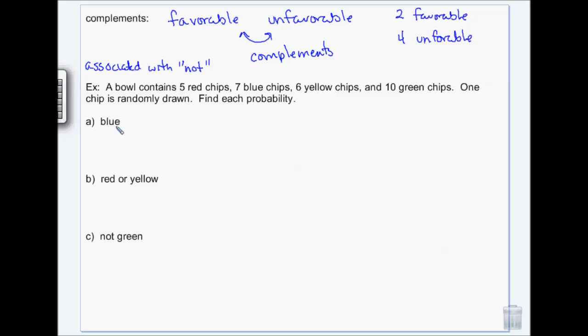Like, so if I want blue, the complement of blue chips would be not blue. Okay. So to figure out these probabilities, first we have to take up the total number of chips. So there's 5 red, 7, so that's 12, 18, 28. So 28 total.